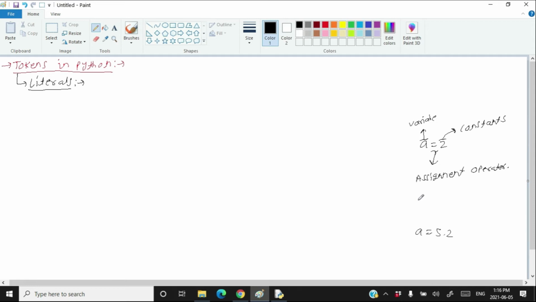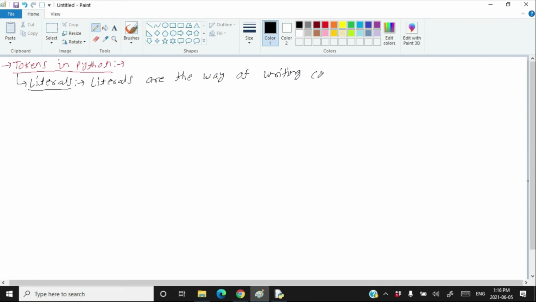Literals are actually rules of writing constants in Python or in any programming language. So literals are the way of writing constants in Python. Sometimes people treat constants and literals as two words for the same thing. But constants means the fixed values which cannot be changed, and literals are the way of writing constants.